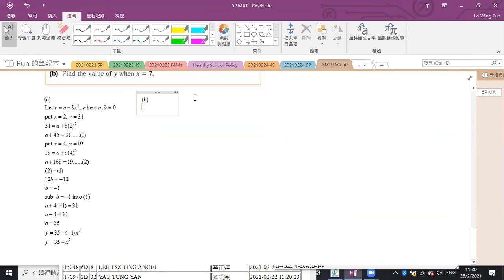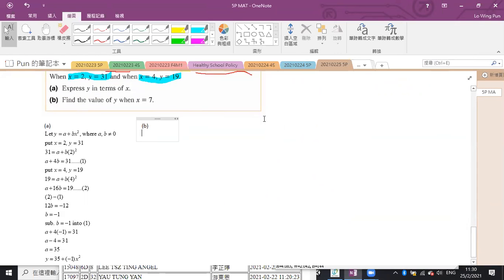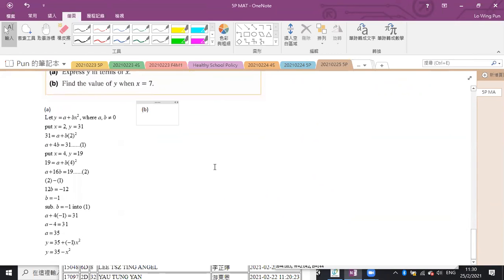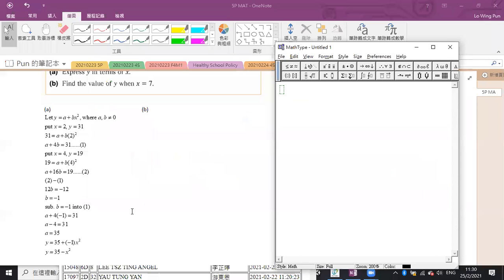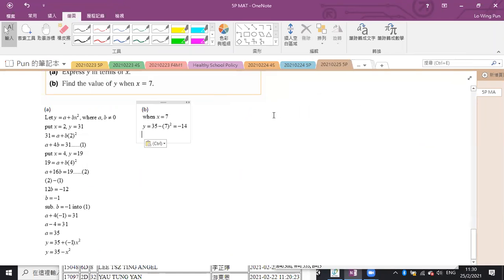Then part B, find the value of y when x is equal to 7. Because we already have the complete equation, we do not need to be afraid of finding anything in part B. When x is equal to 7, just put it into our equation. y is equal to 35 minus 7 squared, that is a pure number. Then you may just use the calculator, and it is negative 14. So that is part B. Can you get this?